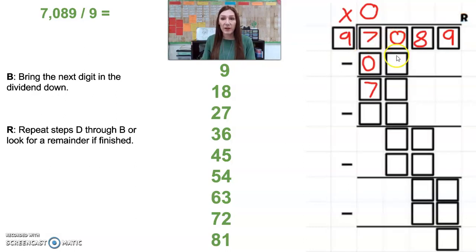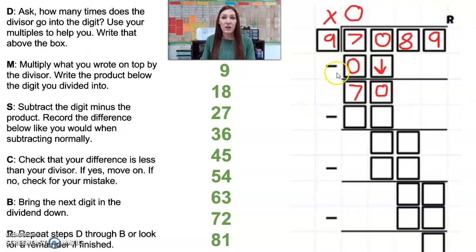Next, I'm going to bring down the next digit in my dividend. So I'm going to bring down this 0, it's the next digit, and my new dividend is 70. So now that I have a new dividend, I'm now dividing 9 into 70. I'm going to repeat all of my steps. So I first need to ask myself, how many times does 9 go into 70? So I'm going to look at my list of multiples, and remember I want to get as close to 70 as I can, but without going over.